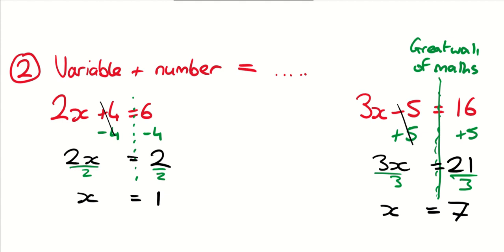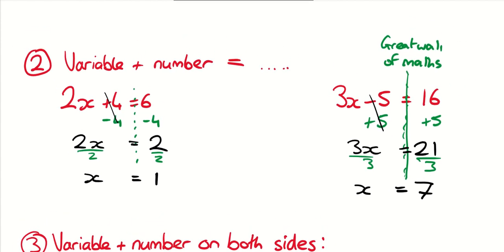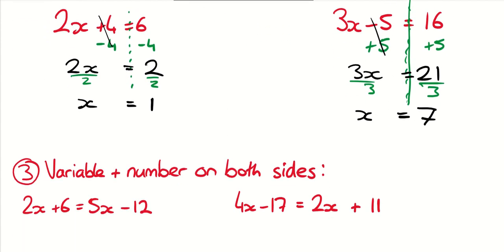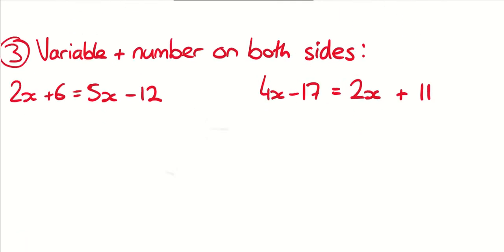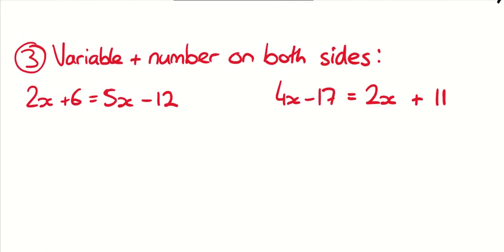So again, fairly easy ones. You can probably do it in your head, but it's where we get on to the next ones that there'll be a bit more stuff going on. Okay, so this is where you end up with a variable. So that's your x, or it's not always an x, but you end up with that and a number on each side.